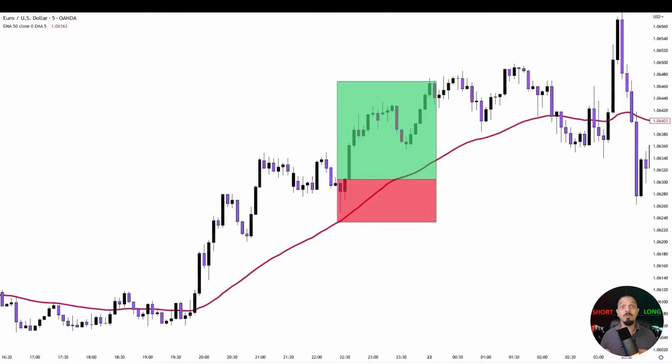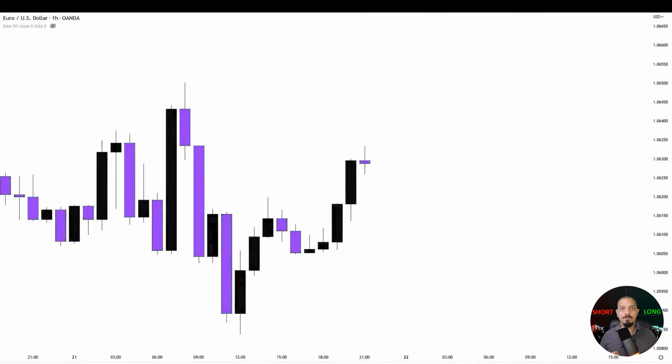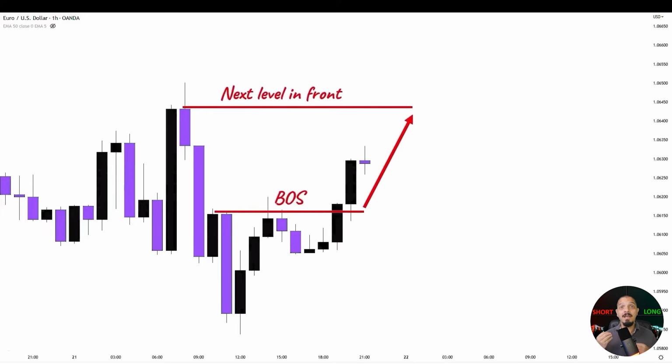But there's something really important here. Always zoom out and check the higher time frame before placing any trade. You want to see where price is sitting and how much room it has to move toward the next structure level. For example, in this exact setup, if you zoom out to the 1-hour chart, you'll see that price recently broke structure to the upside, and there's plenty of space above for the trend to continue. That gives your trade real potential.